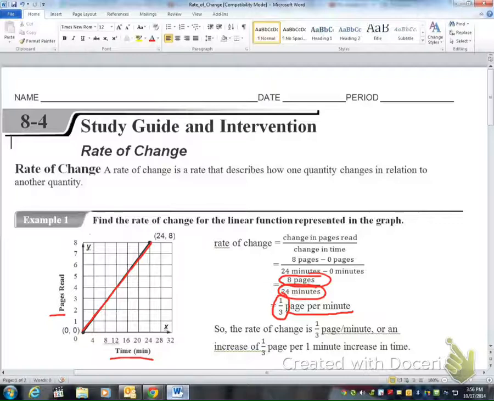Now, what that means is that for every 1/3 of a page, we are spending 1 minute of time, and for every 1 minute of time, we're reading 1/3 of a page. So this is like the sequences that we saw in section 8-2, where as our X value increases by 1, our Y value is going to increase by 1/3. So there's our first example. Now let's look at another example.